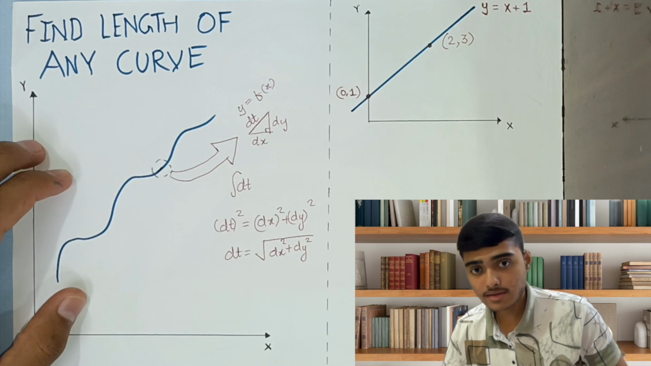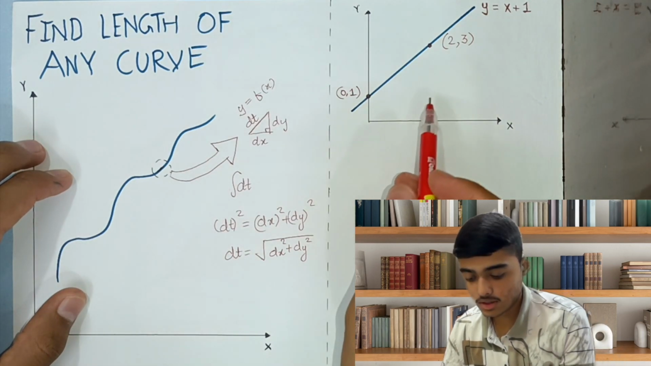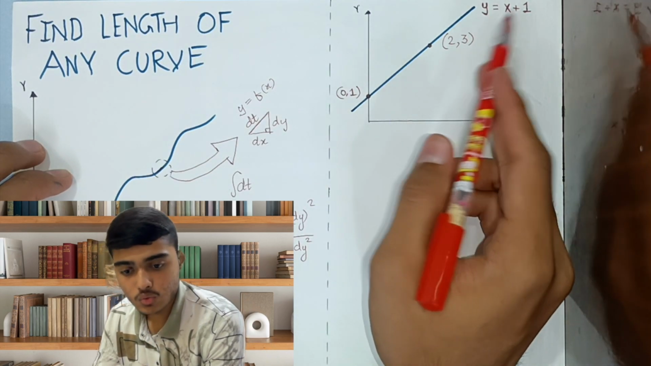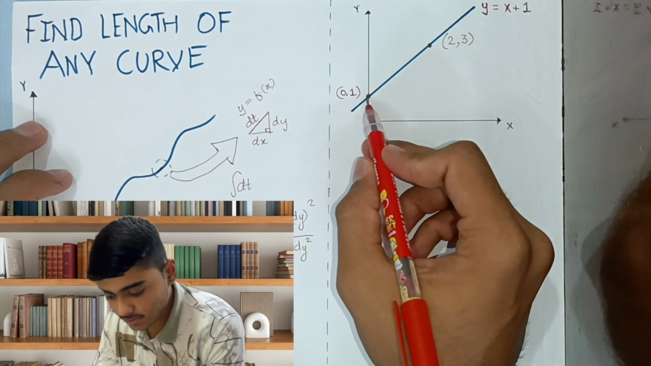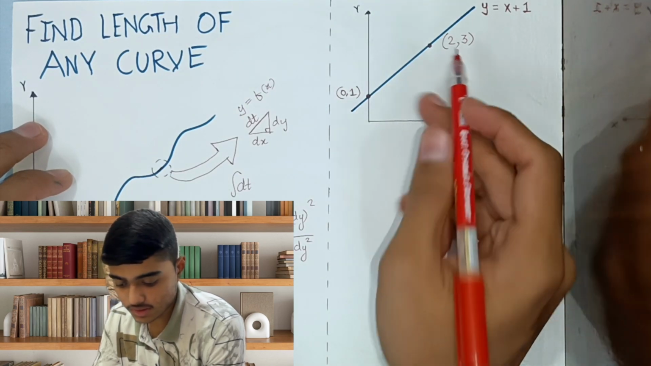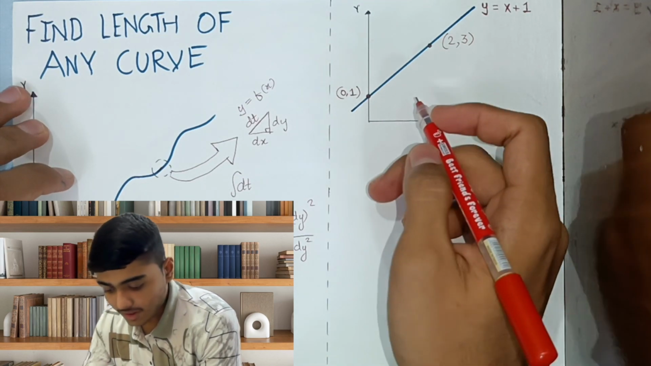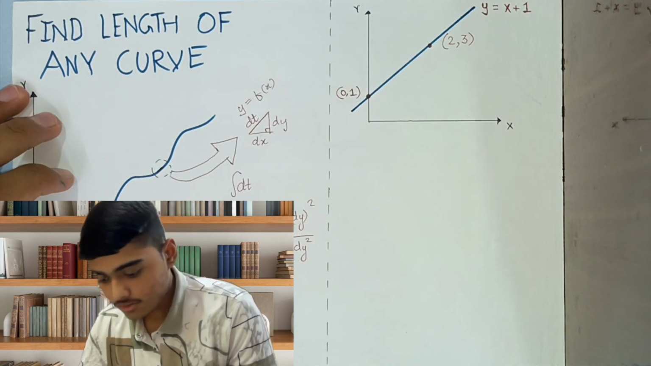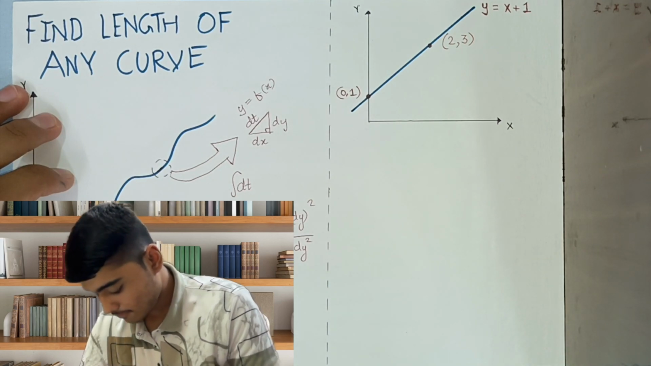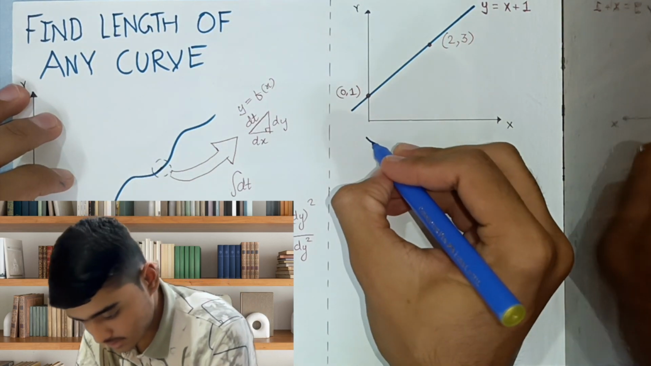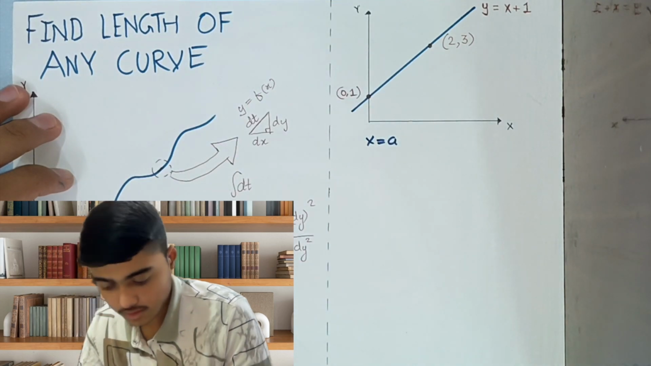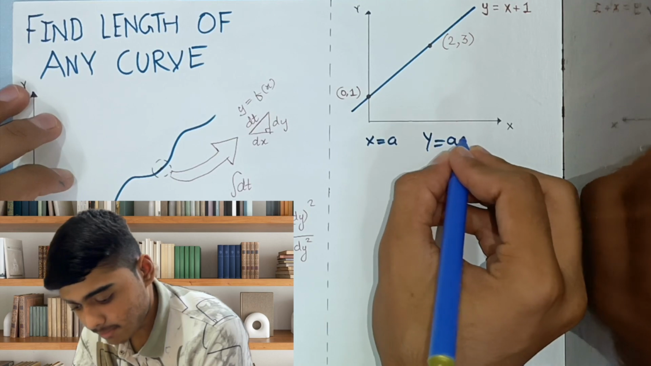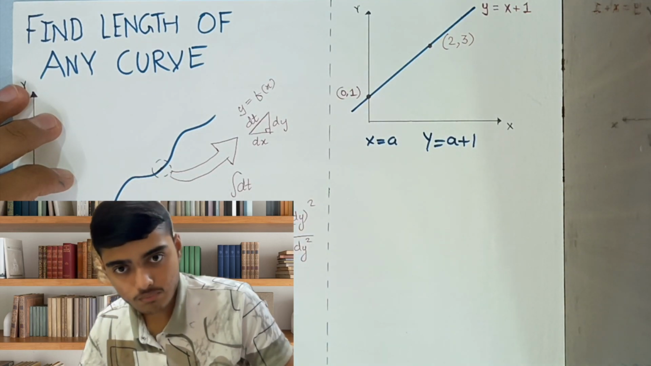Now let us apply this in a problem. We have a straight line, y equal to x plus 1. This point is (0, 1) and this one is (2, 3). Whenever we try to solve certain problems, we'll be using parametric form. So according to parametric form, if I suppose x to be a, I will get y is a plus 1, right?